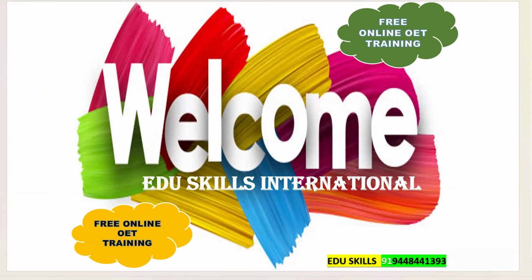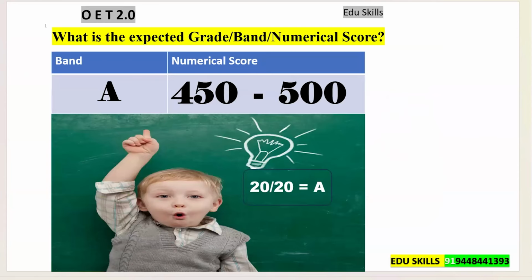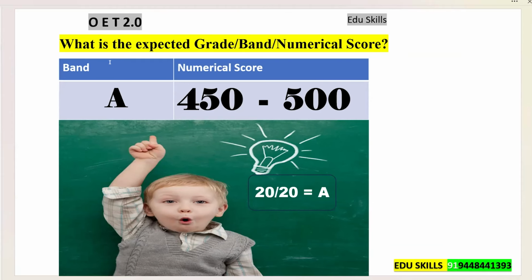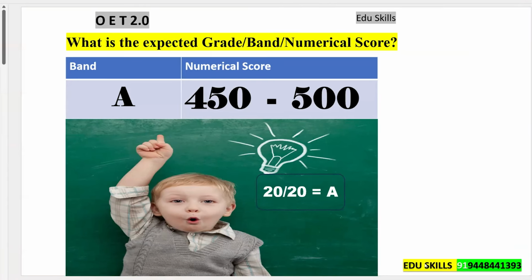Today we are going to discuss reading part A. When you think about your OET, what comes to your mind first? It's okay if I get 350 in each subtest. Some of them will think, okay, if I get three Bs and one C plus, that is also fine. But as per EduSkills International, you need to focus only on A grade. That means 450 to 500 in all your subtests.